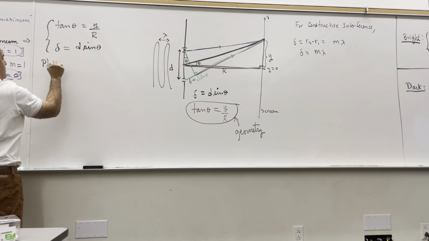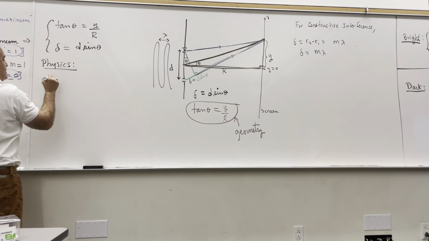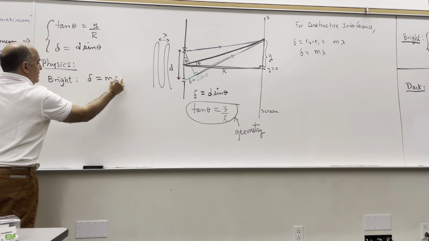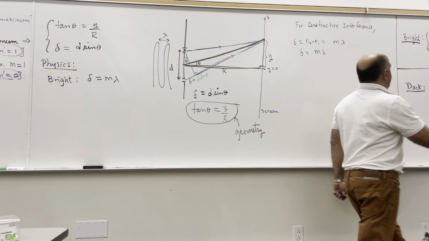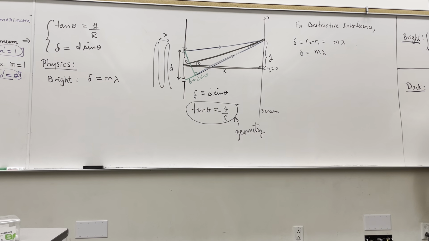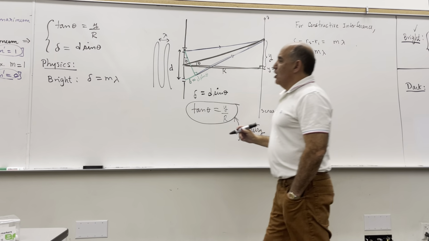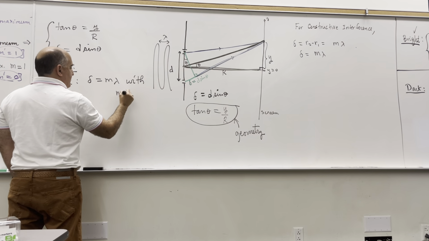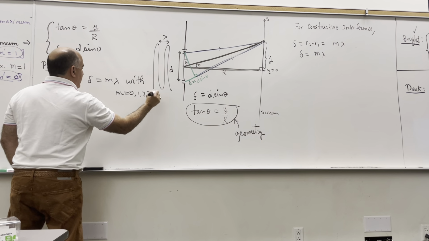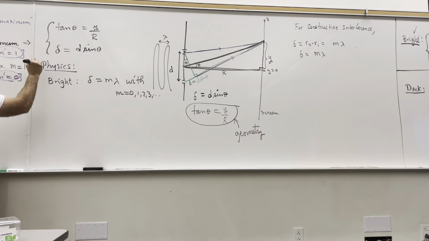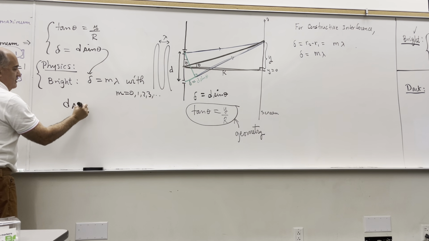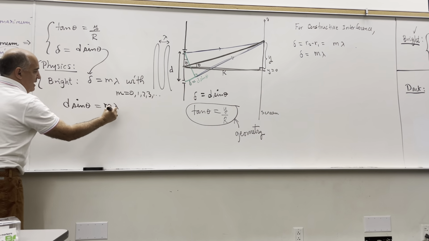Now, physics. If I want a bright spot, then delta has to be m lambda, right? For bright, with m being 0, 1, 2, 3, and so on. So this part over here is the physics. So now I'm going to take this and plug it in here. That means d sine theta equals m lambda.